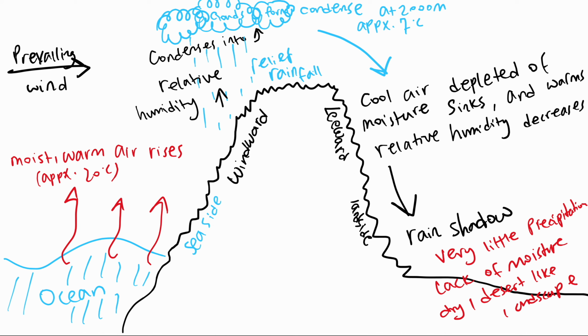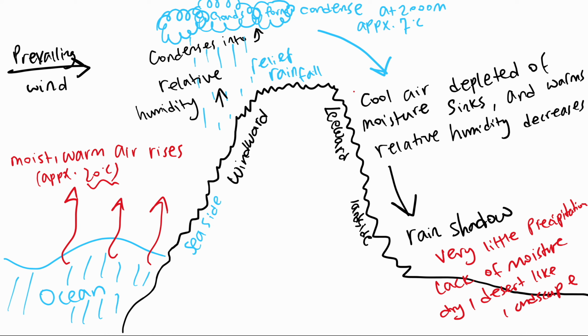Essentially, to summarize: the ocean, at 20 degrees Celsius, is going to evaporate off and create moist, warm air. It's going to be very high in humidity, and as it continues to rise, it's going to condense to form clouds. At 2,000 meters, it's going to be approximately 7 degrees Celsius. And these clouds, as they continue to form, are eventually going to cause rainfall, which is what we call relief rainfall. And this is all happening on the windward side, the sea side, facing the prevailing wind.